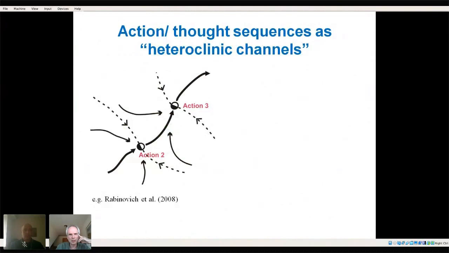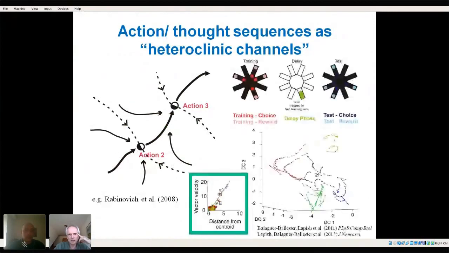So here is a bit more elaborated idea by Rabinovich and others who thought about what they called heteroclinic channels, where you have these chains of saddle nodes connected by heteroclinic orbits, and the whole object works like an attractor by pulling in trajectories from the vicinity. That's a very flexible arrangement for processing sequences, for instance, and that is compatible with many observations, for instance, of metastable activity.